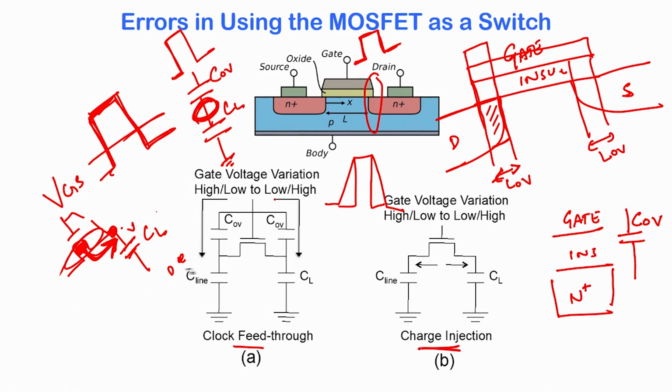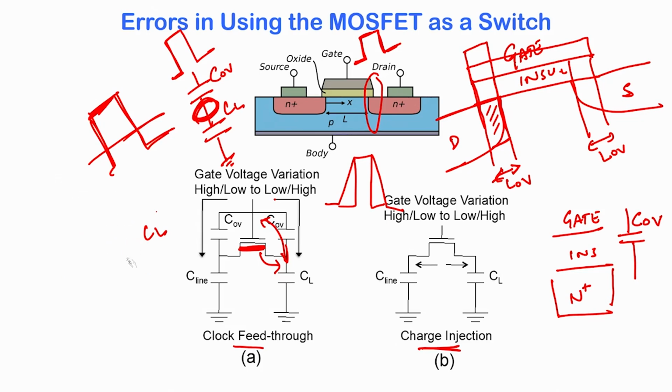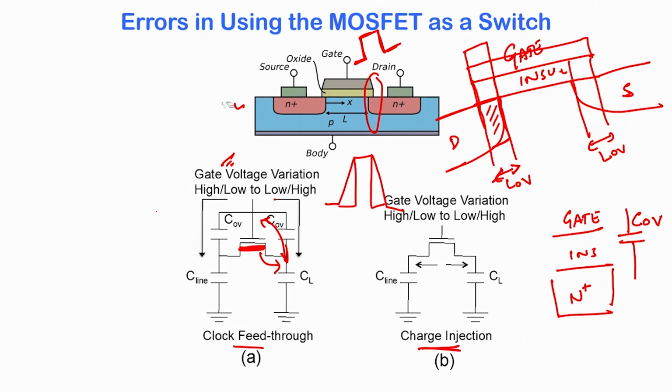But if you just look at the quantity, here you have the overlap capacitance, that is the charge that is coupling through, but here the entire channel charge is coupling through. So, for these reasons, the charge injection is slightly more complicated than the clock feedthrough phenomenon. But nevertheless, these two are very well studied, and there are several techniques to compensate for both.